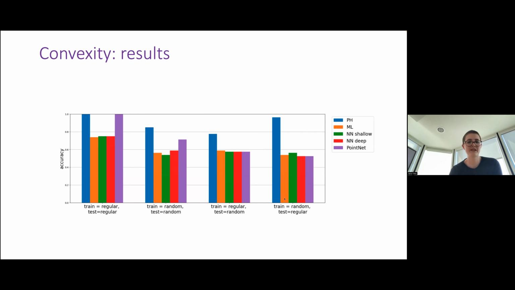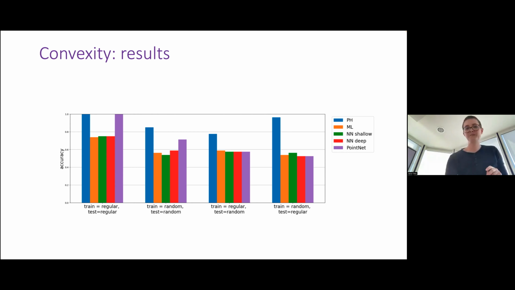So here it is also interesting that we train just on the random shapes, and persistent homology is able to have a very high accuracy on the regular shapes. So it is learning something intrinsic about convexity and concavity, whereas with PointNet, it's not clear what it's learning. It's actually performing as badly as the very naive deep learning pipelines.